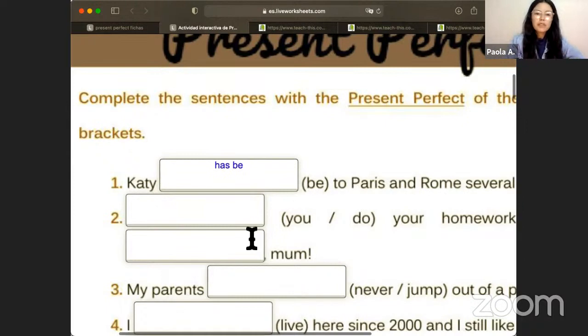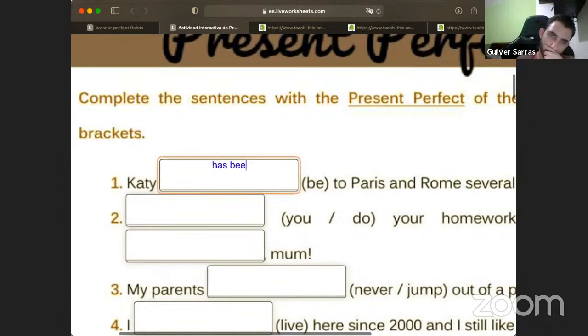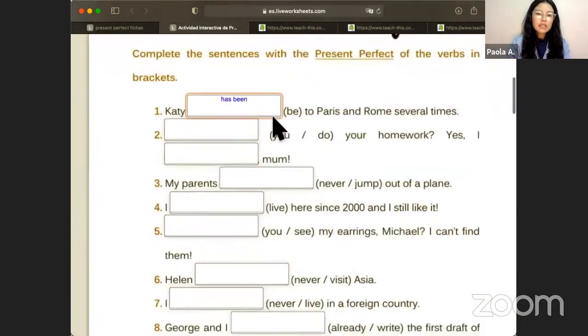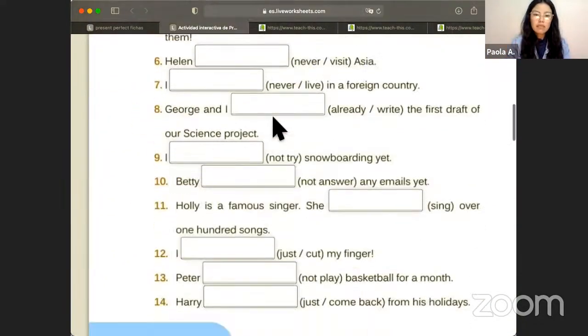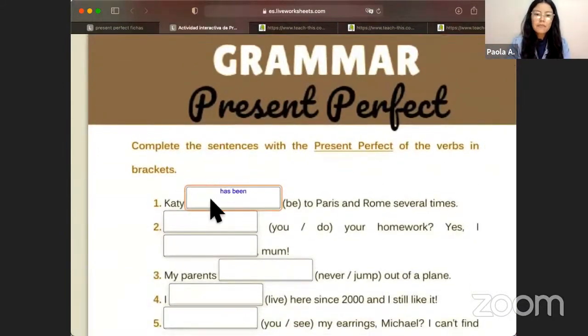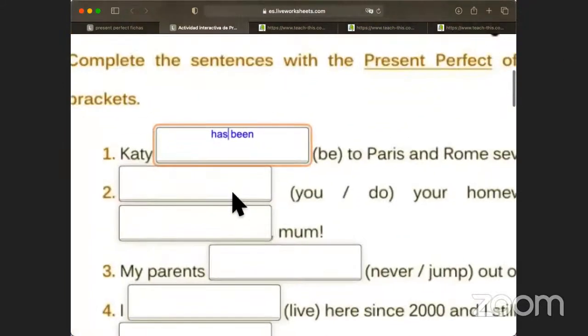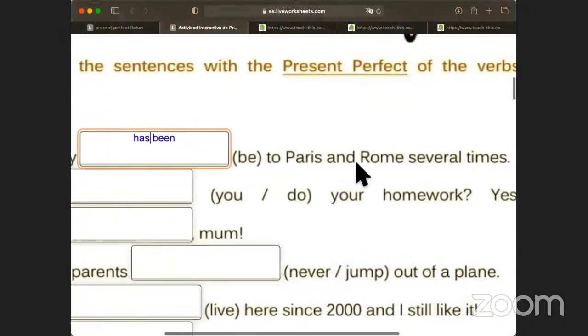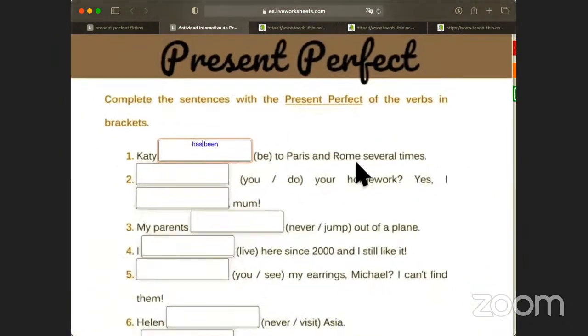Past participle of be, guys. Yes, excellent. Be. But it's has or have, you choose. All right, so any questions, guys? It's all the same, no? But let's read the statements and then maybe we can understand a little bit. So for instance, the first one goes, Katy has been to Paris and Rome several times, no?